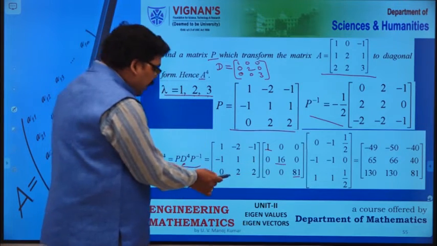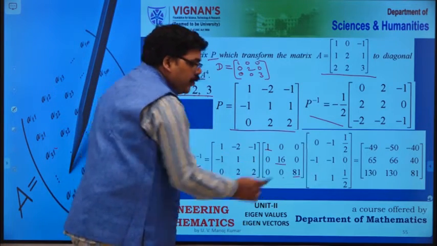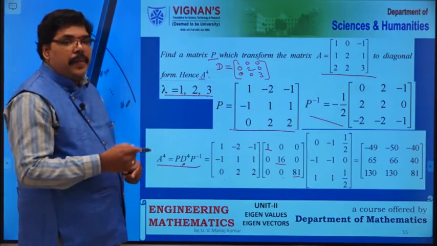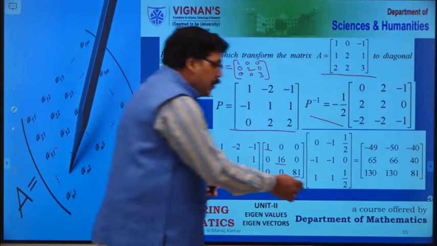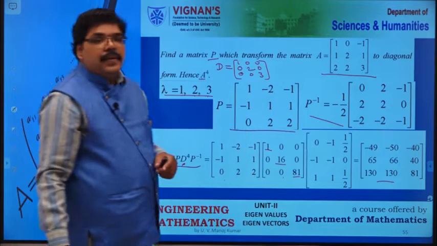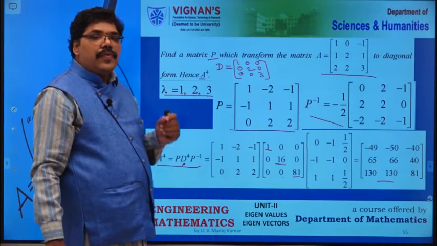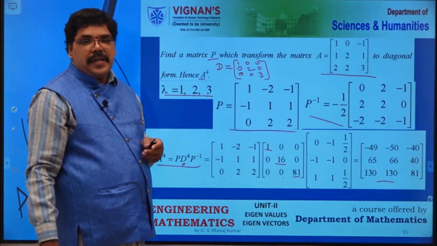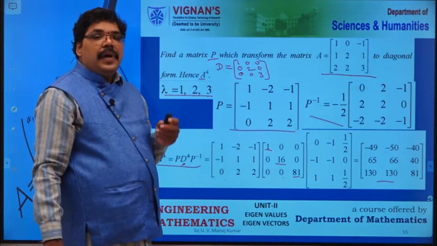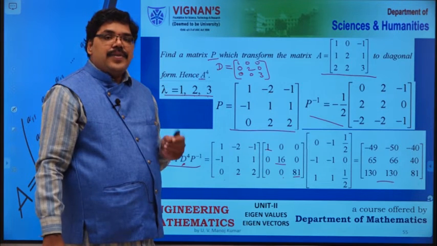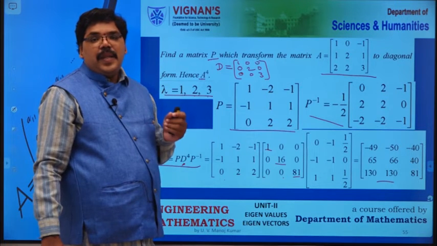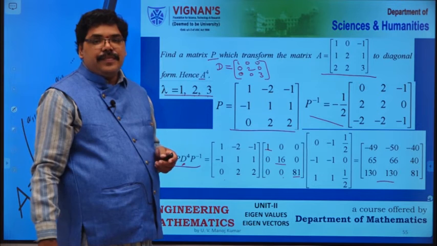So I have P D power 4 P inverse. When I simplify by multiplying the matrices, I will get this one. In this way, diagonalization is also useful for finding the powers of a given matrix. So in this lecture, we have seen how to find the power of a matrix through diagonalization. Thank you all.